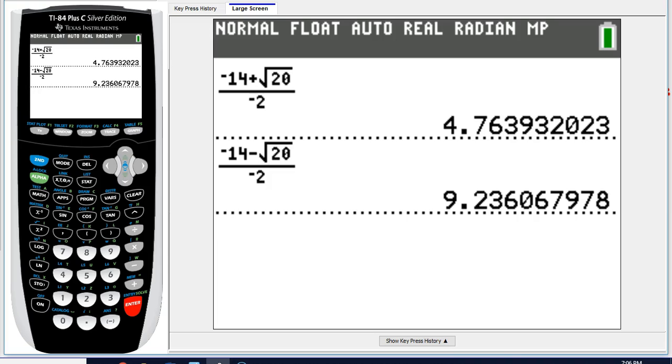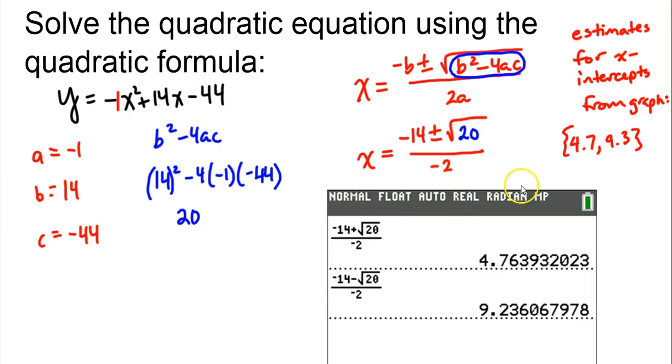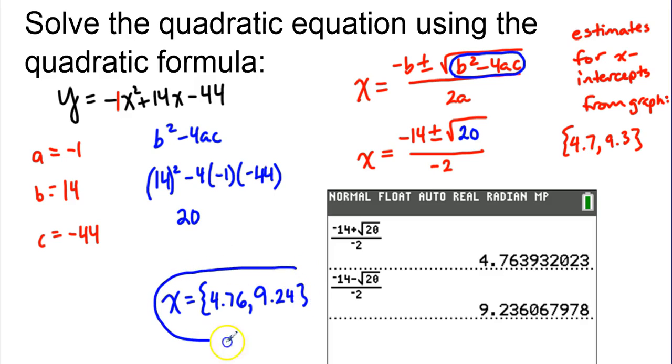I'm going to just put that into the note here. Okay, so if I were to round these answers off, I would say that my rounded answers are, to the nearest hundredth place, 4.76 and 9.24. And again, I'm using these kind of rounded braces because these are a set of x values. It's not an x and a y.